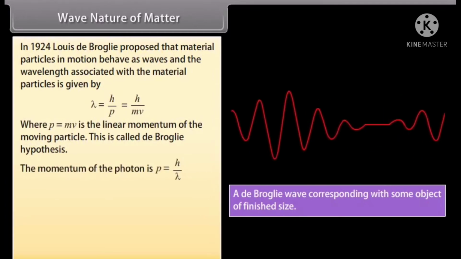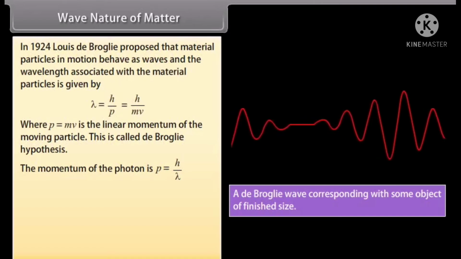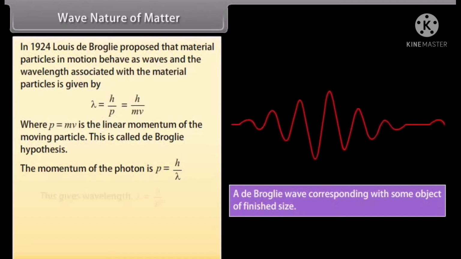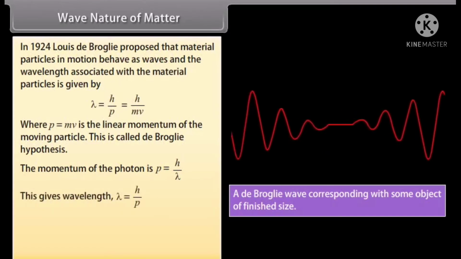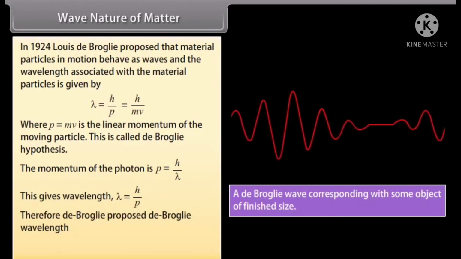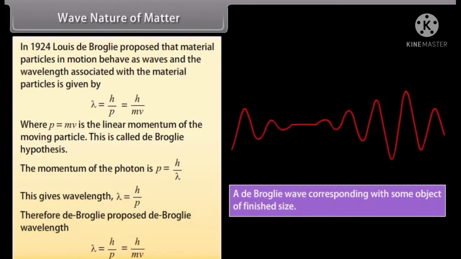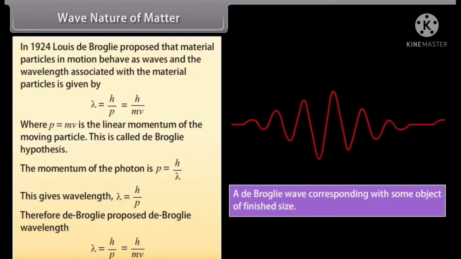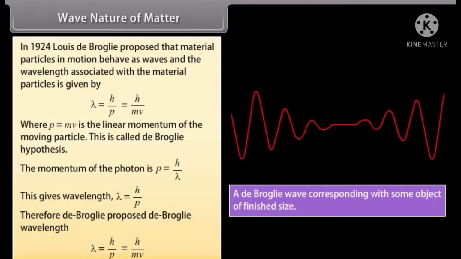The momentum of the photon is p = h/lambda. This gives wavelength lambda as h/p. Therefore, de Broglie proposed de Broglie wavelength lambda = h/p = h/mv.